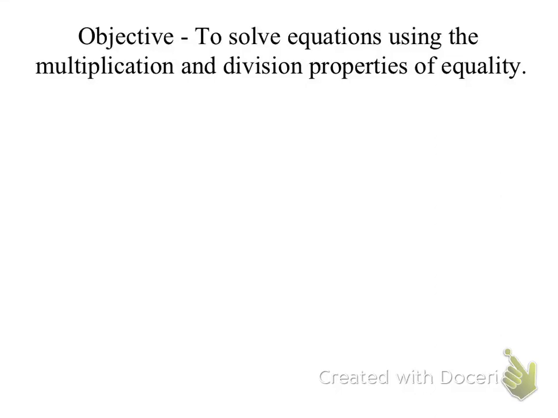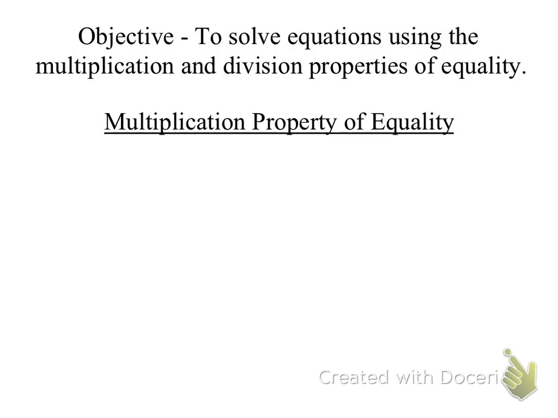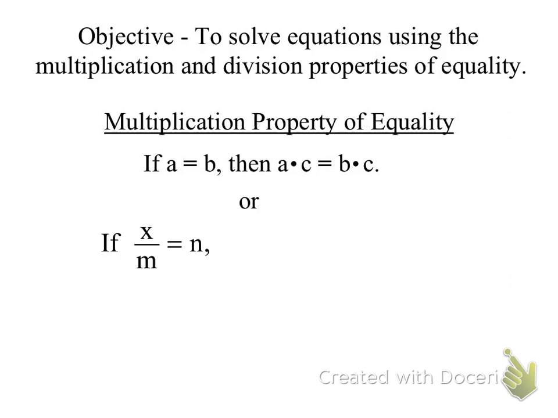This is section 3.2. We are doing solving equations using multiplication and division properties of equality. Just like with addition and subtraction properties of equality, if I start with a basic equation and I multiply the same thing by both sides, the equation will stay in balance. So if I had something like x over m equals n, to get the x alone, I would have to do what to both sides of the equation?